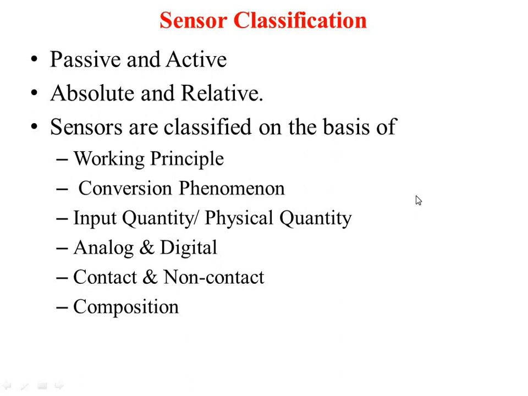So we are going to see the classification, what passive and active mean, what absolute and relative mean. And you may find that many sensors follow different classes, even though the classification is based on these parameters, many sensors are in 2-3 classes. So the same sensor you may find as passive, and the same sensor you may classify on the basis of working principle.